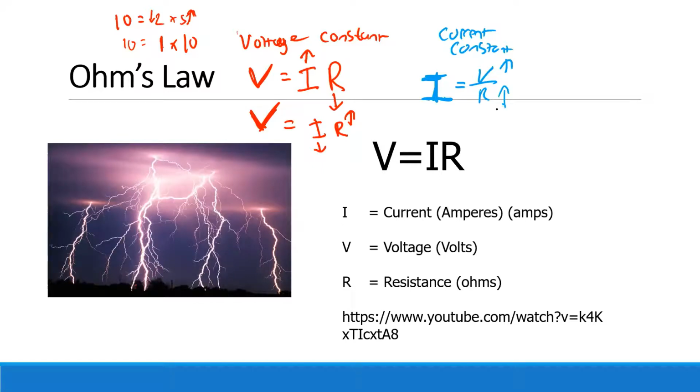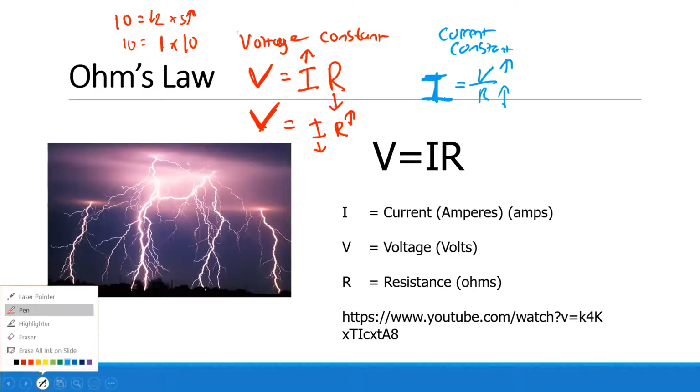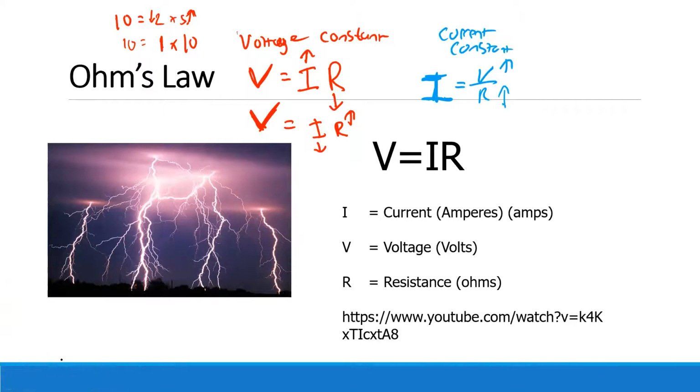The last thing here is going to be resistance. So the resistance constant. In order to make the resistance constant, the resistance is going to be the voltage divided by the current. I've already talked about this.